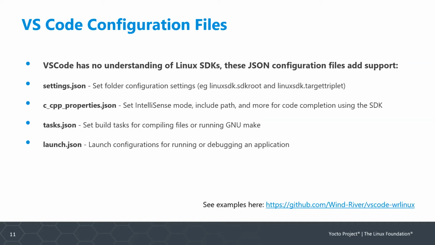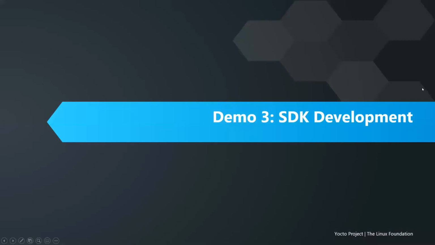And then you've got tasks to do things like run the compiler and run make. And lastly, the launch JSON, which lets you launch things like GDB to do your debugging. If you want to see the full examples, you can check out this GitHub repository where I've uploaded numerous examples of different configurations you might be interested in. So let's see how these actually get used.